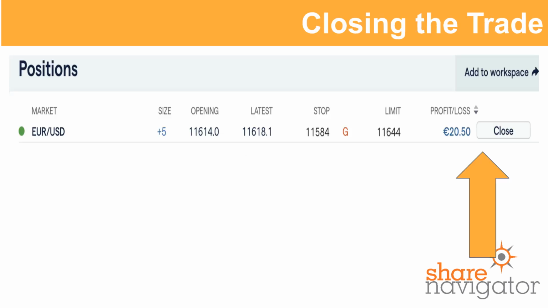So looking at our position now, you can see we're up €20 since we placed it a few moments ago. We could decide to close that out early if we wished. All we've got to do is click on the close button and then the trade will be exited and we lock in our €20 profit. So sometimes you might change your mind and you don't want to wait for your stop or your limit to be hit. You can close out the trade early. Maybe there's an announcement starting to come up and you just want to get out of the trade. That's how easy it is to close it early.